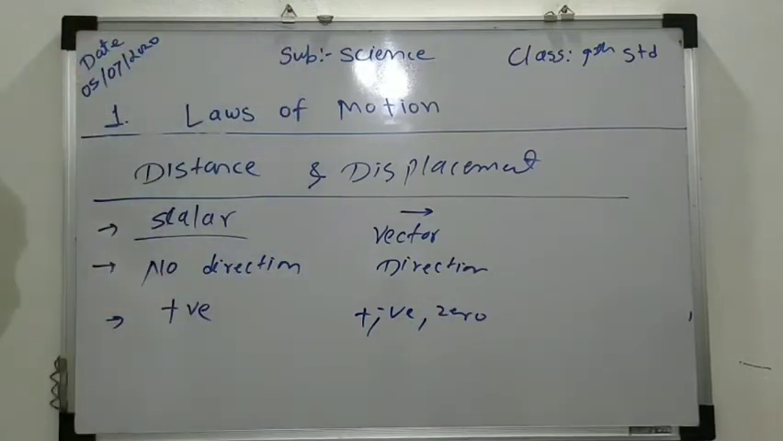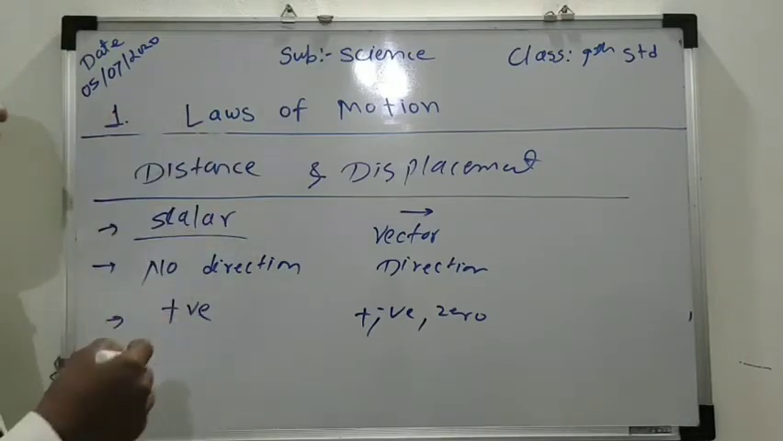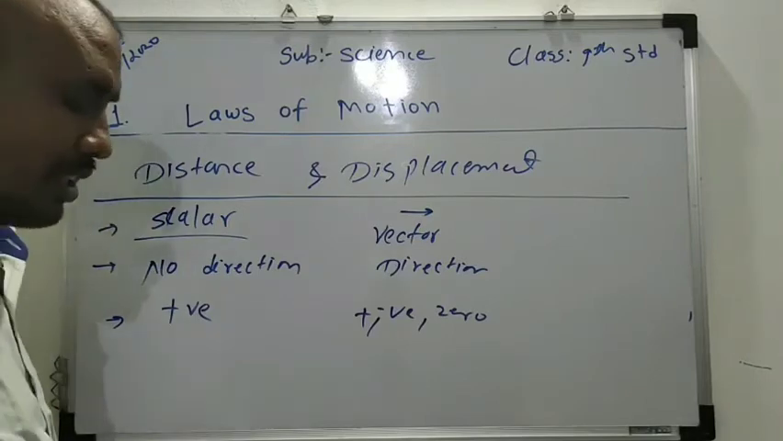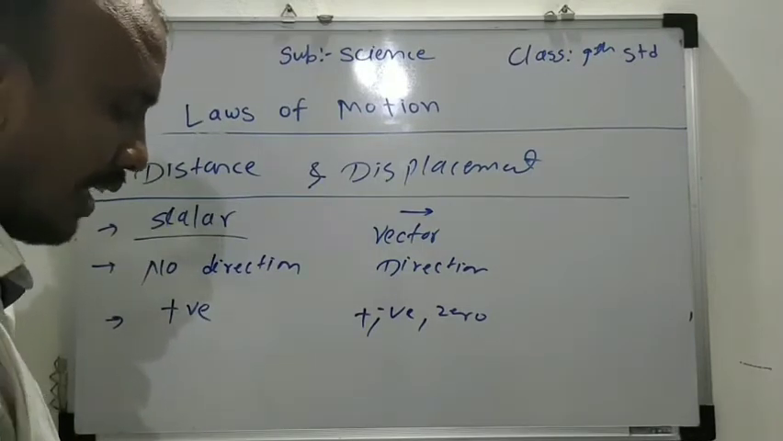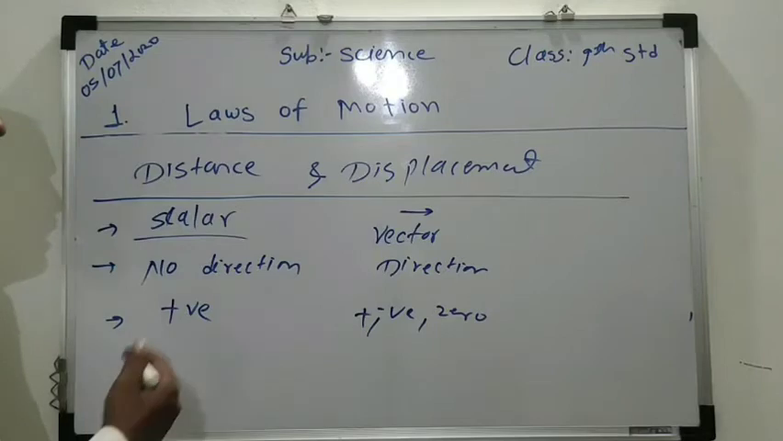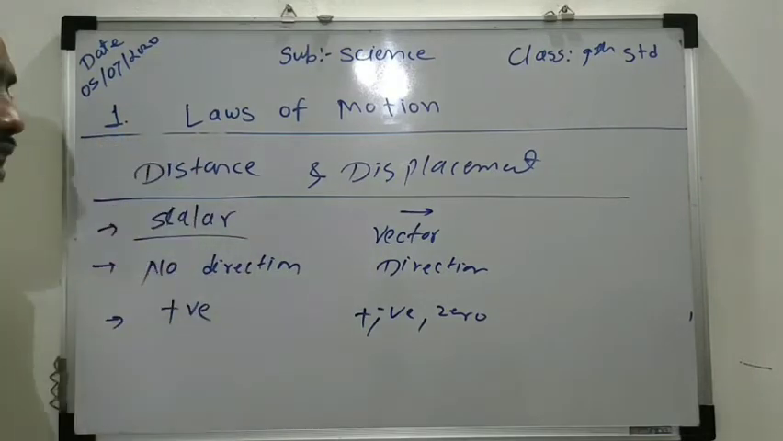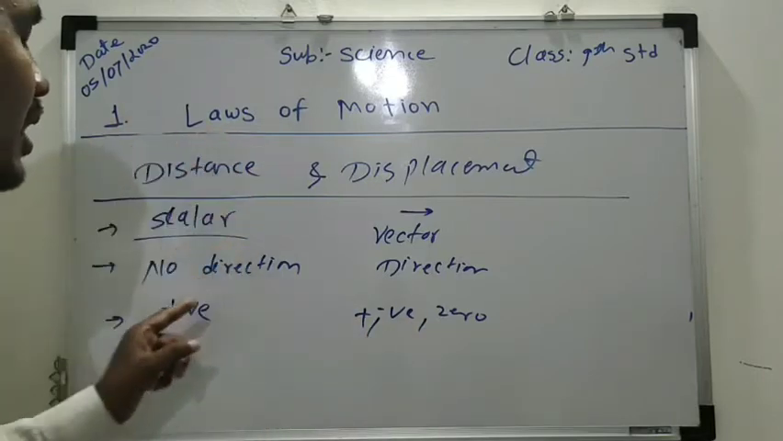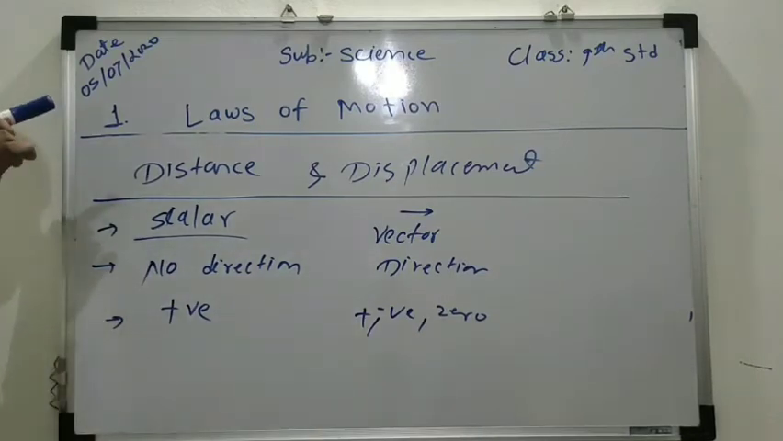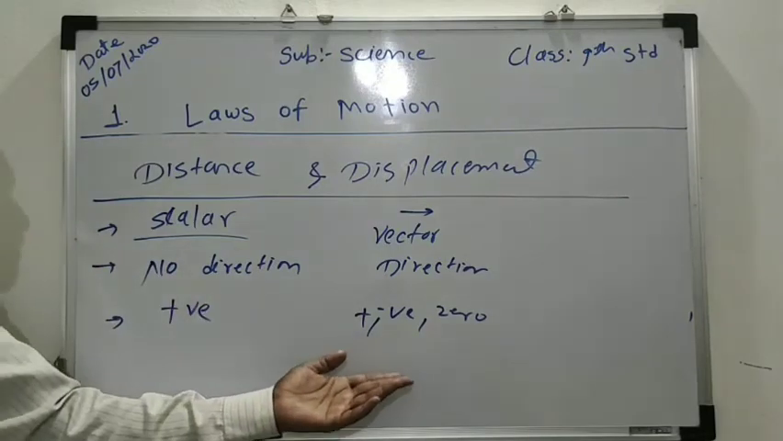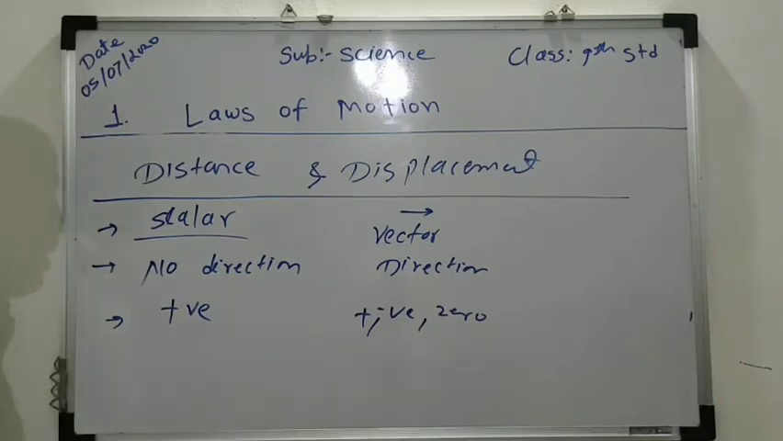Suppose you complete one circle, one curve around a radius of 100 meters. If you complete that, the car's displacement is zero. So zero is also possible. Negative is also possible, meaning the initial position is something and the final position is something else, so a negative direction is also possible for displacement.